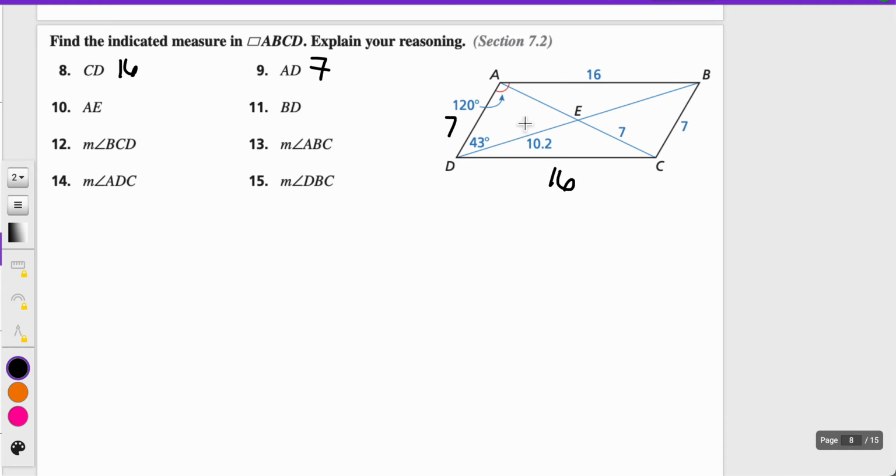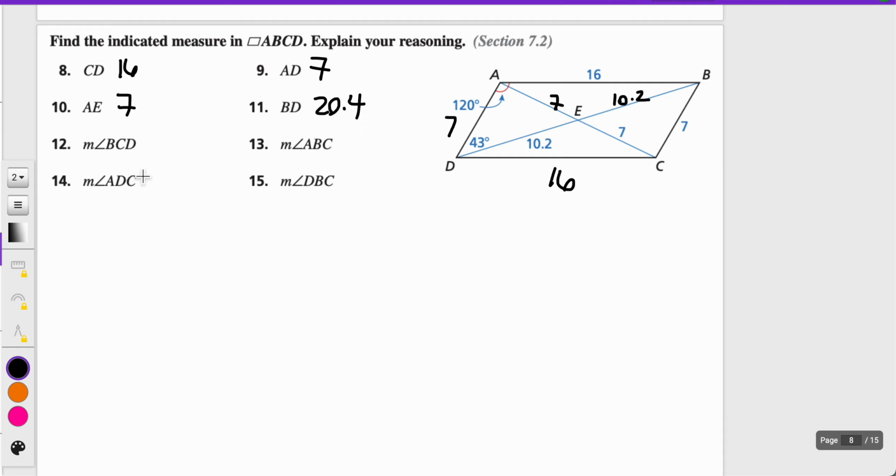AE is a diagonal, and it's going to be equal to the other diagonal, which would also be 7 from E to C. BD is the entire length of the diagonal, and we would just use that 10.2 shown. So 10.2 and 10.2 together makes 20.4.